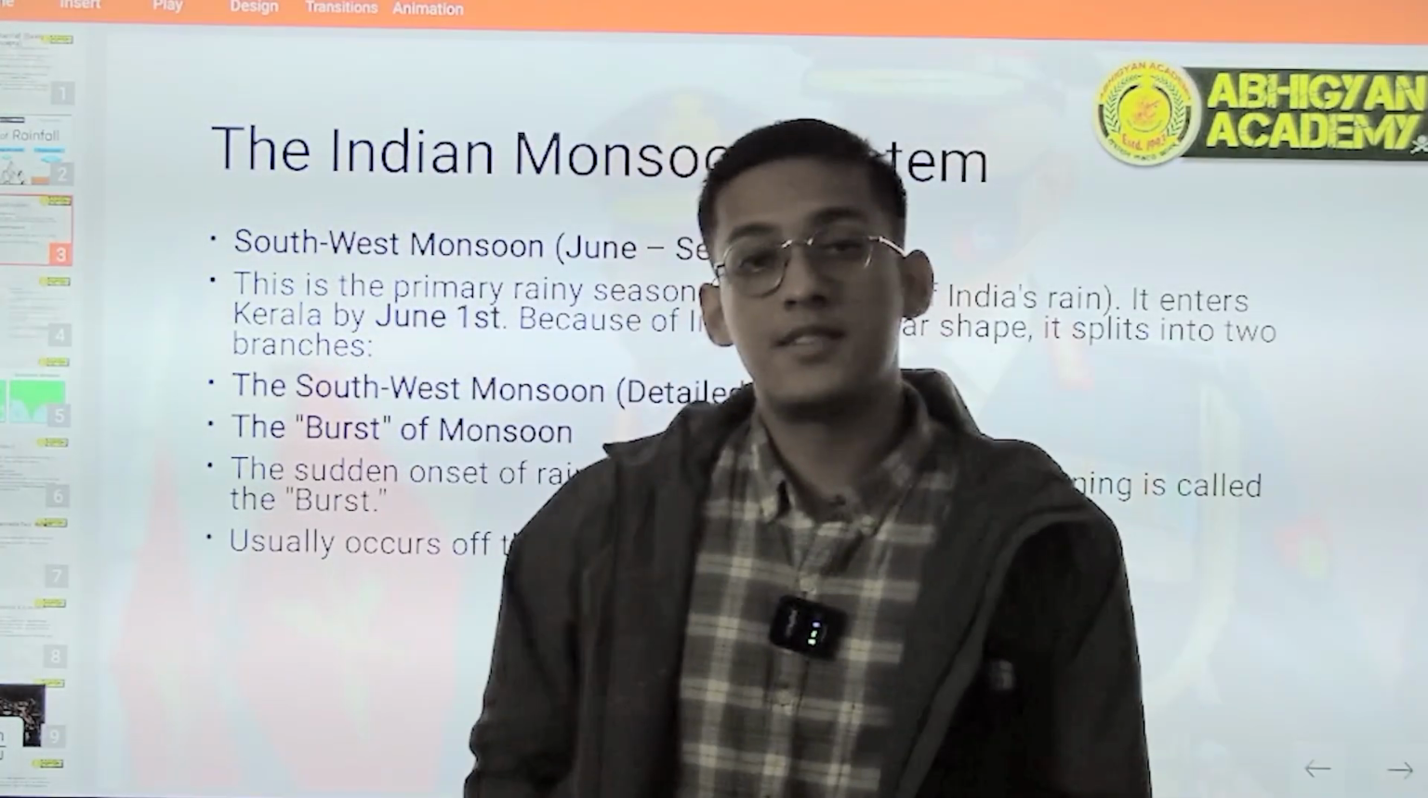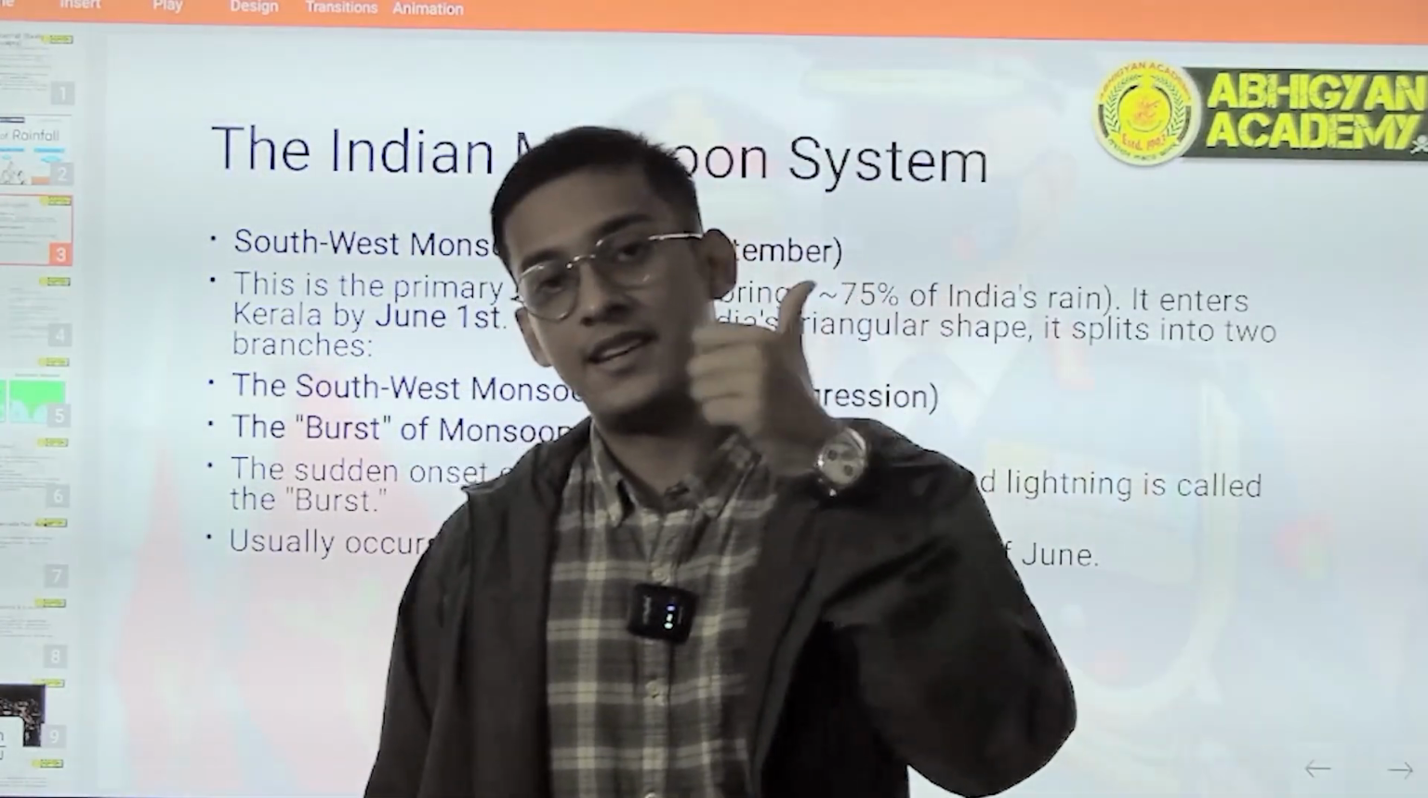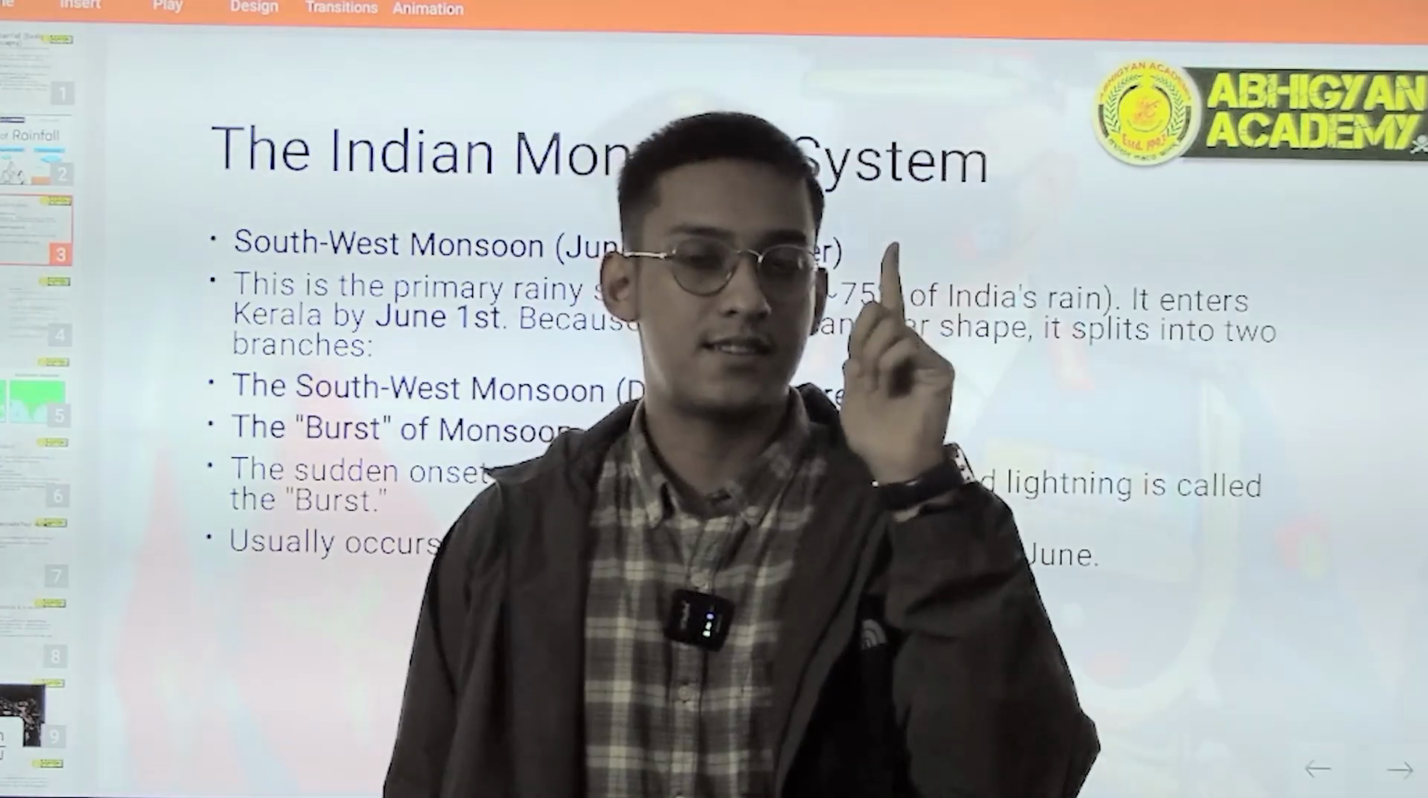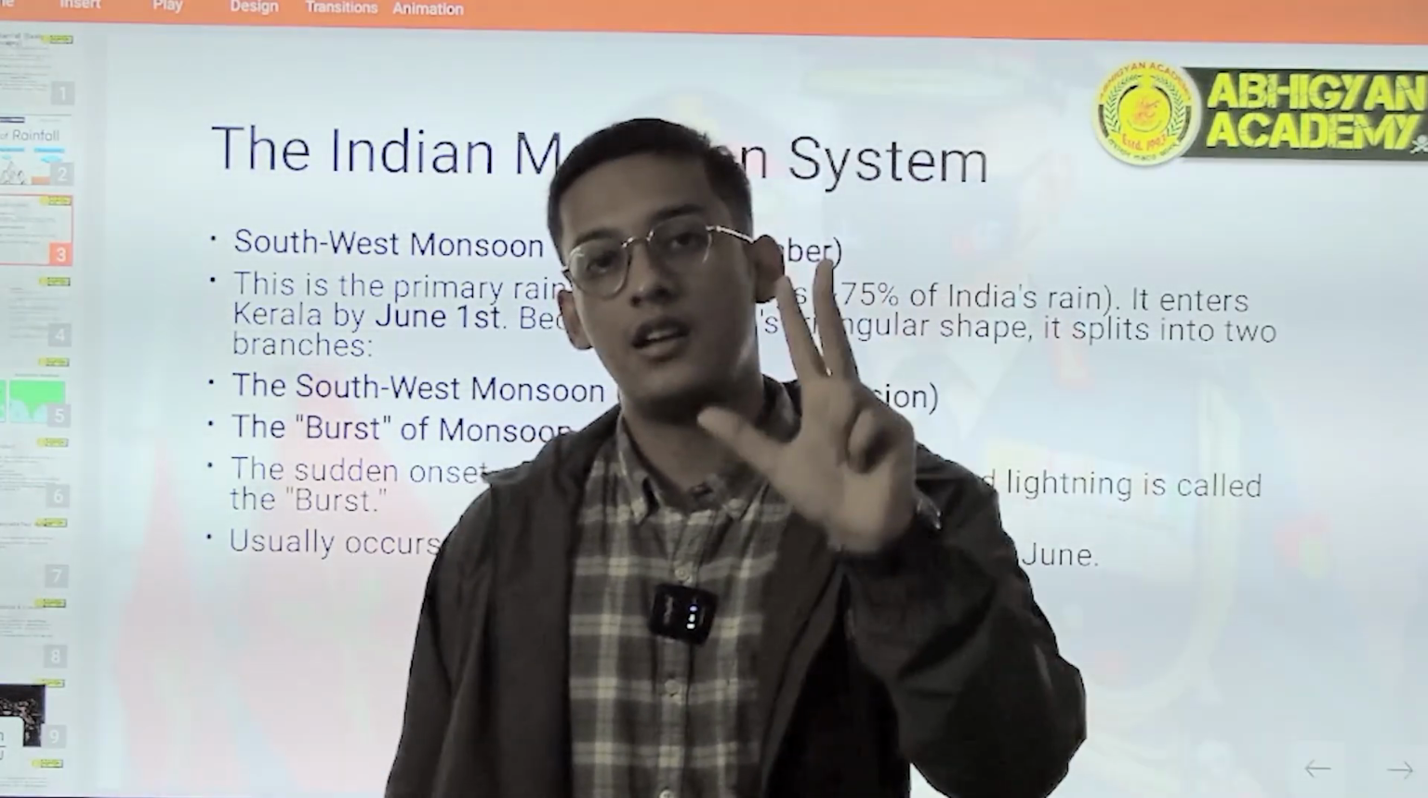So the Arabian Sea branch has three streams. Firstly, it hits the Western Ghats. Secondly, it hits the Narmada Tapi Valley. And thirdly, it hits the Aravalli Valley.